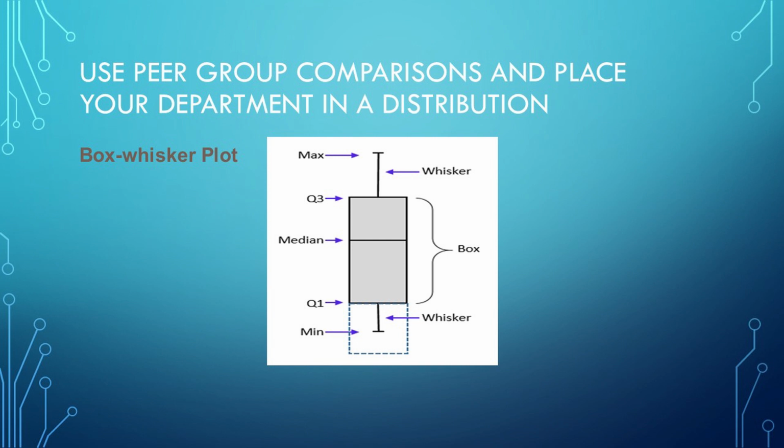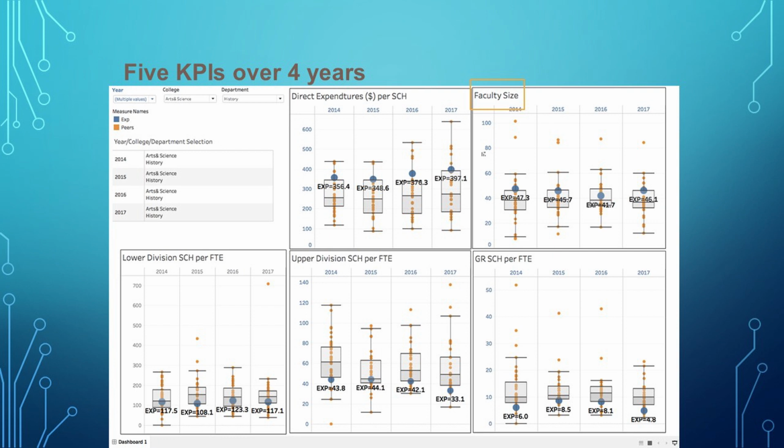Another way that we recommend using peer analyses is to take the information and place your department within a distribution. And for instance, I'm showing the outline of a box whisker plot. As an example, here's one way that we summarize multiple metrics in a single screen. You can see this is data drawn over a 4-year period, and we summarize the cost per student credit hour, the size of the faculty, how much teaching is being done by lower division faculty, how much teaching in terms of credit hours is being done at the upper division, and then how much graduate instruction is done.